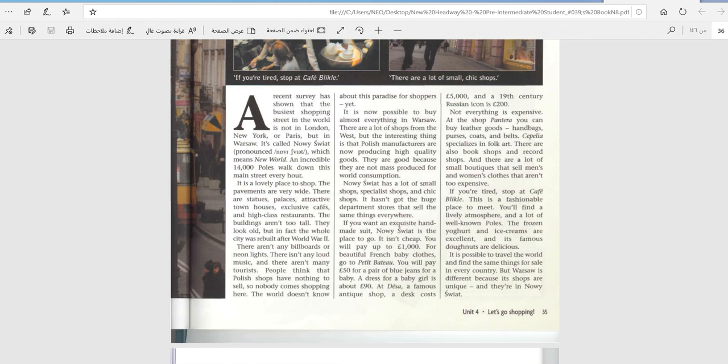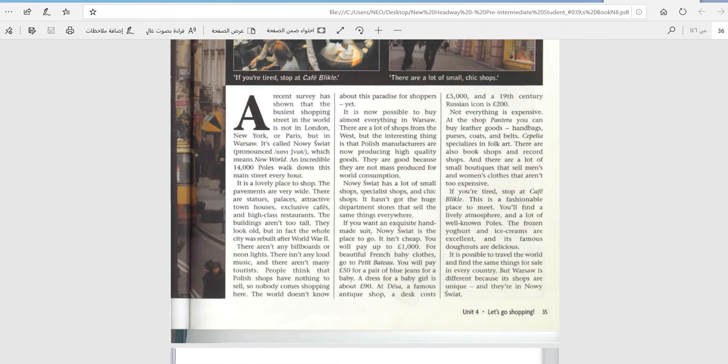It is a lovely place to shop. The pavements are very wide. There are statues, palaces, attractive townhouses, exclusive cafes, and high-class restaurants. There are many places that make you feel comfortable shopping, many palaces, museums, wonderful houses, and comfortable cafes.